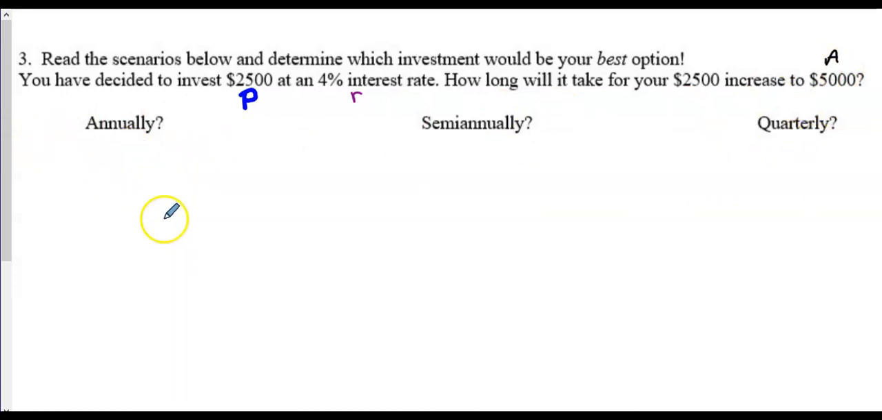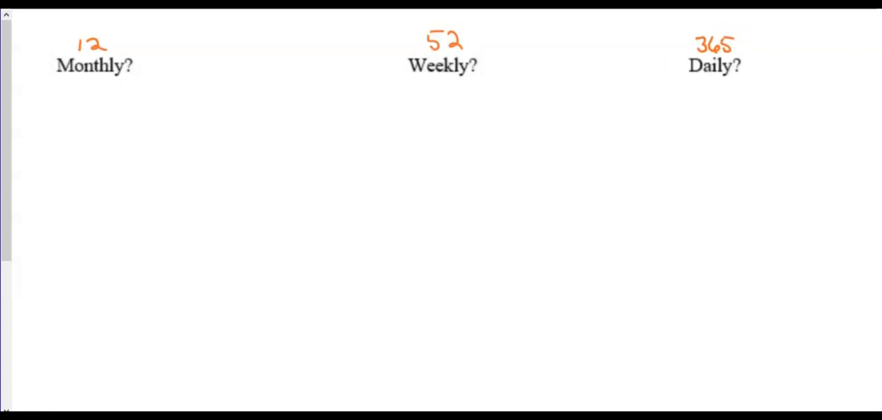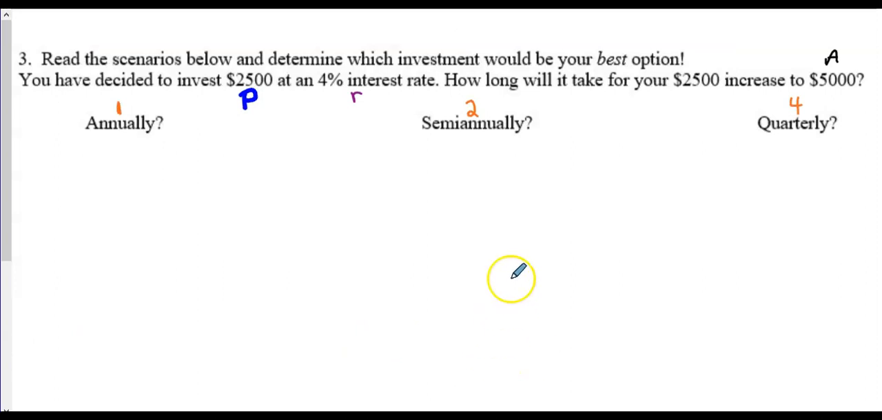But let's look at the number of compounds. So for annually, I'm going to have only 1 compound. Semi-annually, 2. Quarterly, 4. And then I'm going to go on to the next ones. Monthly will be 12, 52, 365. And then, of course, when we get to the continuously, we're going to use that other formula. So we'll do that in a minute.